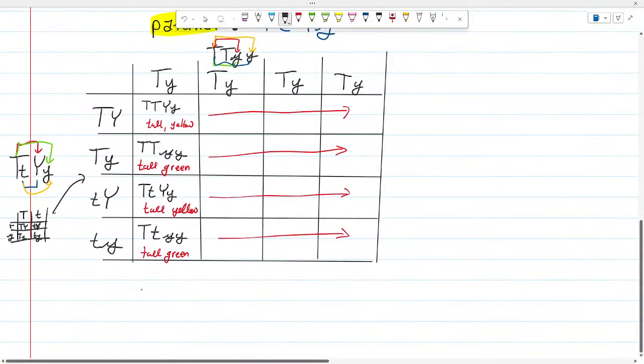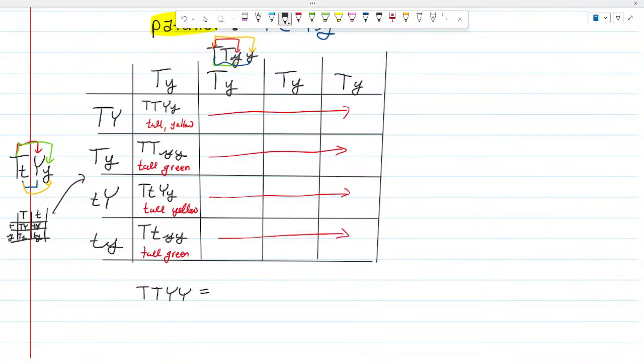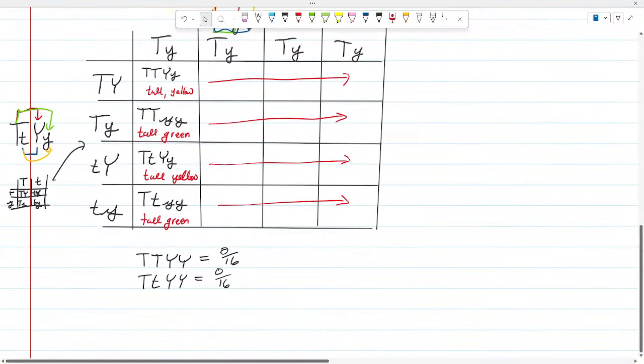Okay. So in this case, big T, big Y, big Y. How many of the offspring are that? 0 out of 16, right? What about big T, big Y, big Y? 0 out of 16, because we always have at least one small y, right?